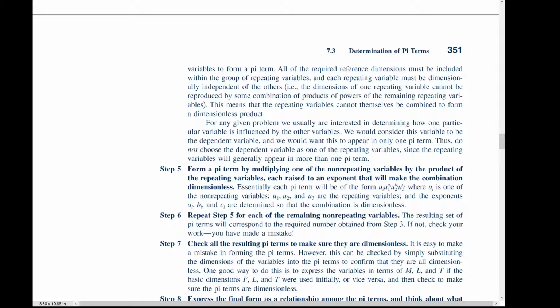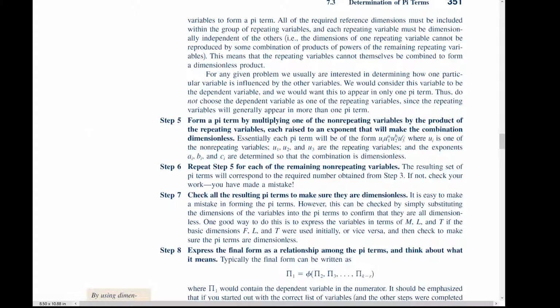That is to say, the dimensions of one repeating variable cannot be reproduced by some combination of products of powers of the remaining repeating variables. This means that the repeating variables cannot themselves be combined to form a dimensionless product. For any given problem, we usually are interested in determining how one particular variable is influenced by the other variables. We would consider this variable to be the dependent one, and we would want this to appear only in one pi term. Thus, do not choose the dependent variable as one of the repeating variables, since the repeating variable will generally appear in more than one pi term.